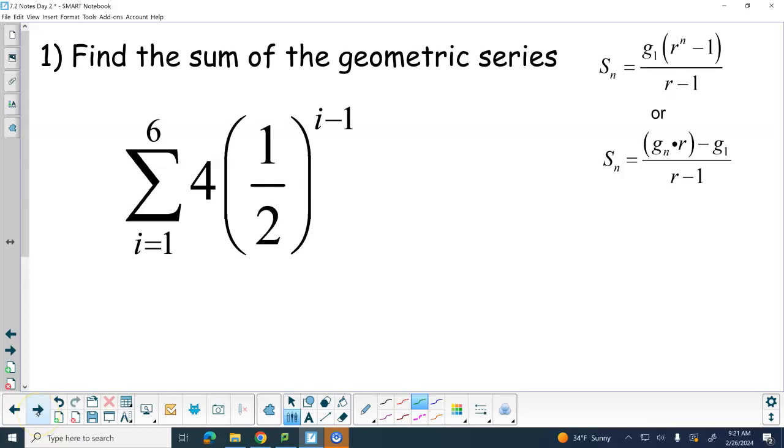Here is our first sum. We want to find the sum of this geometric series. What do I need first? Or what do you want to find first? Put the ownership on you. What would you like to find first? First term? How are we going to find the first term?